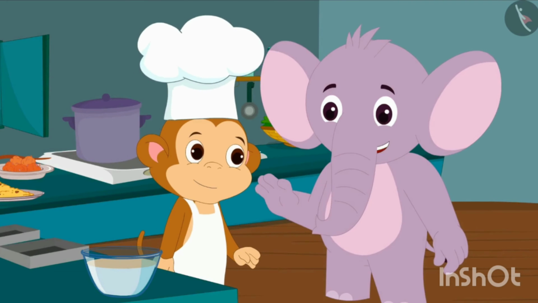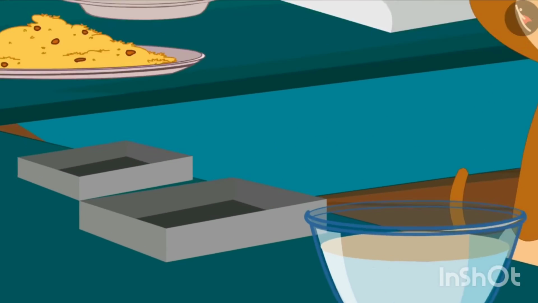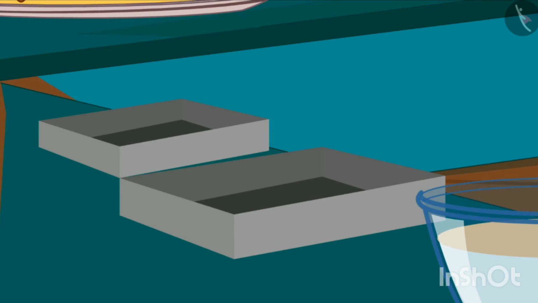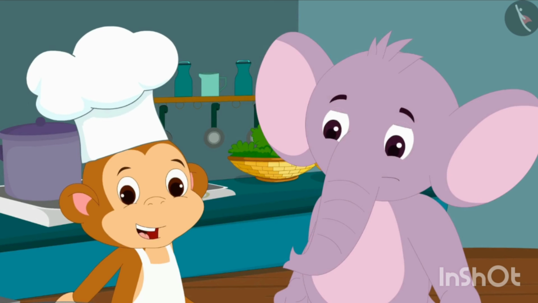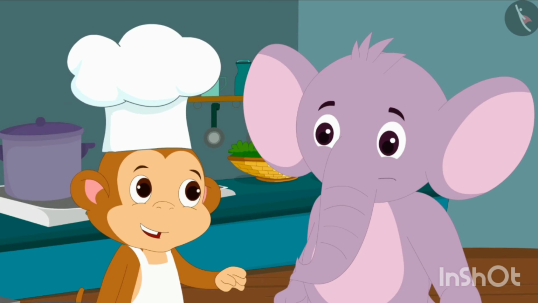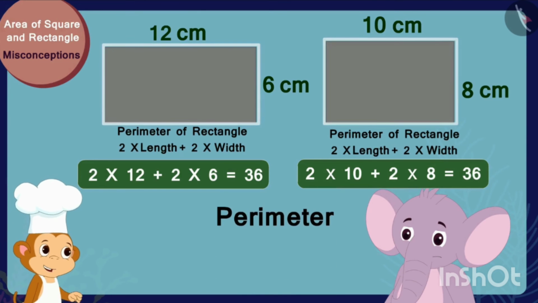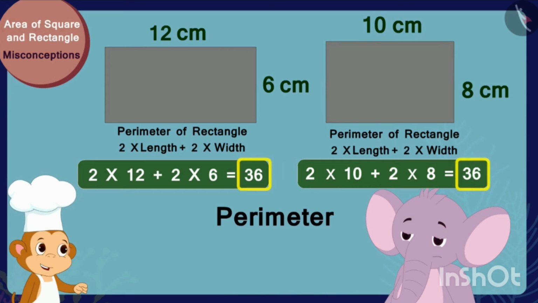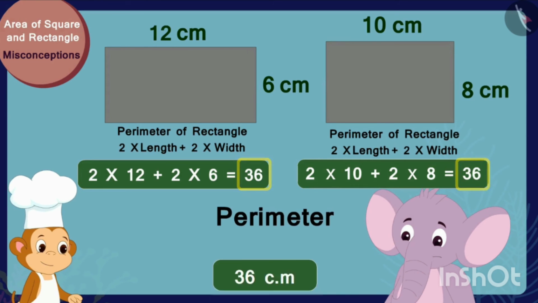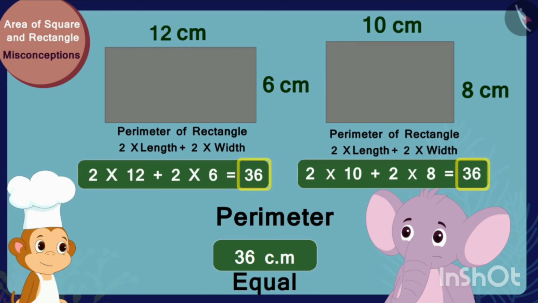Oh wow, Babban. But why did you use this small tray instead of this big tray to bake the cake? Appu, I have found the perimeter of both trays in this way. And look, the perimeters of both are exactly the same, 36 centimeters. This means that both trays are exactly the same.